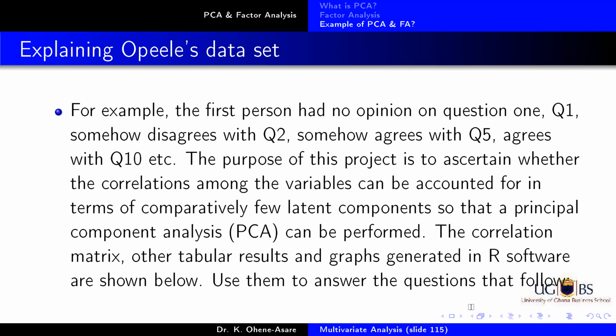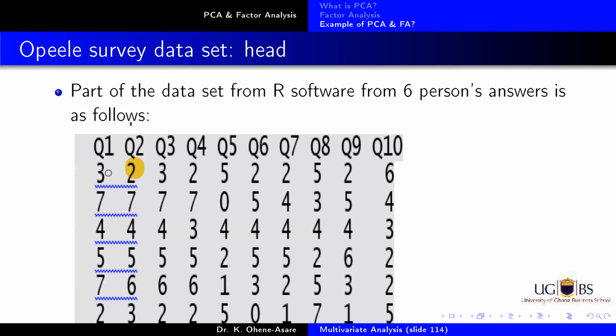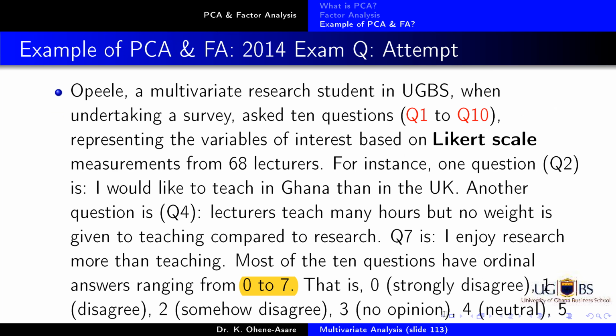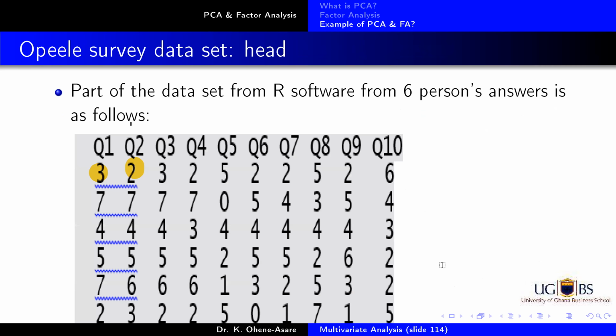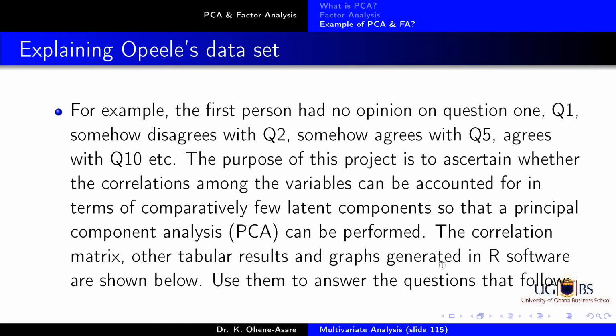For example, the first person had no opinion on question 1. He chose 3. And when you look at the interpretation, 3 means no opinion. Somehow that person disagrees with question 2. Somehow agrees with question 5. Agrees with, and on and on and on.